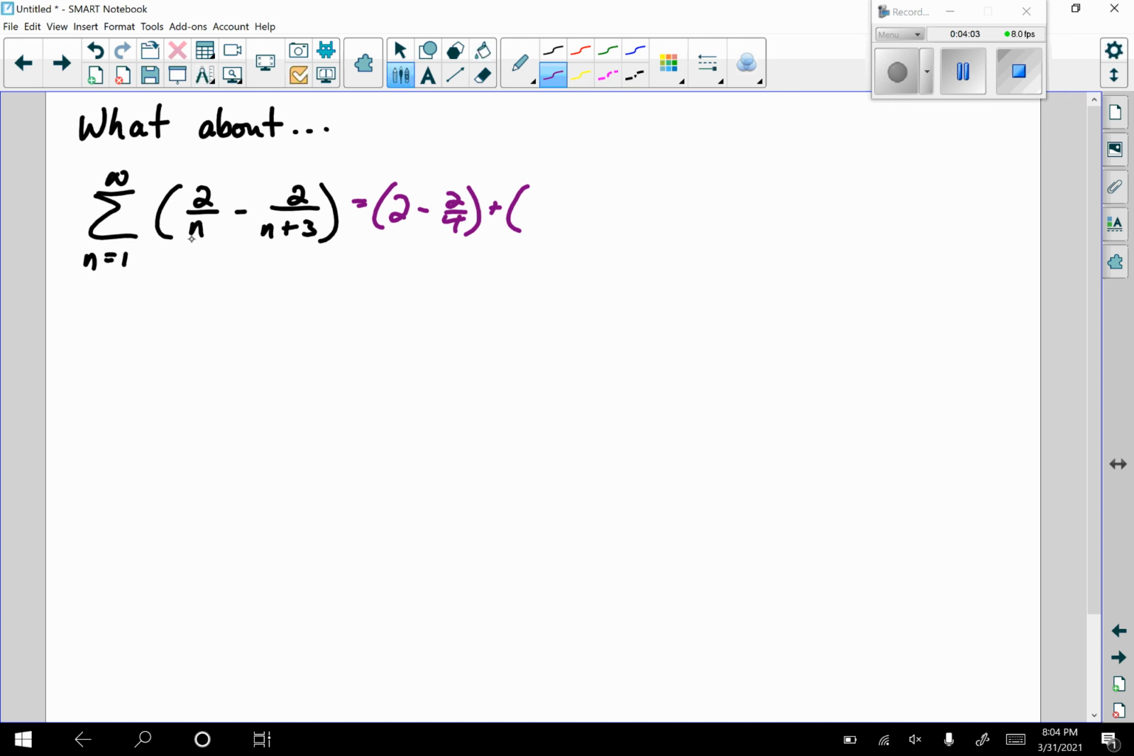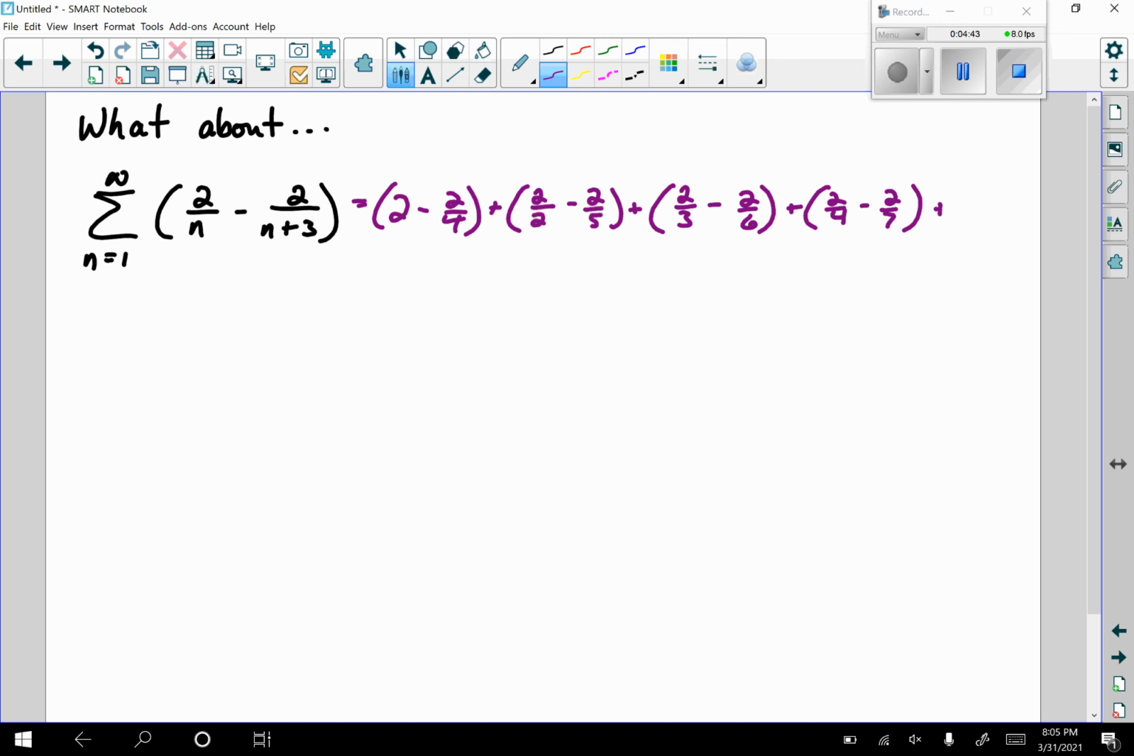plus, if n is 2, we'll get a 2 over 2, we could just leave it like this, minus 2/5, plus, so it doesn't look like anything's crossing out just yet, so we just got to keep going with this and sort of trust the problem. So if n is 3, we're going to get 2/3 minus 2/6. And we'll get, if n is 4, we'll get a 2/4. Now we have something all the way up here, minus a 2/4 and then a plus a 2/4. And then we'll get minus 2/7.